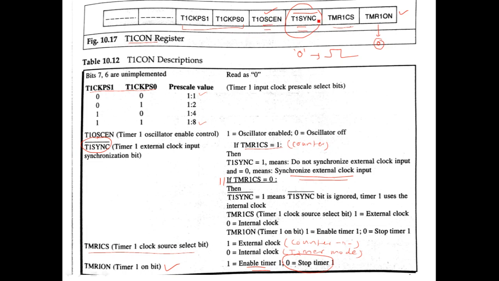So for normal use of the timer, this bit may not be needed, but when you want to use timer 1 as an independent oscillator, this bit can be set or reset to enable or disable the timer 1 oscillator. Oscillator enabled, oscillator off. Okay, so these are the different control bits in this.